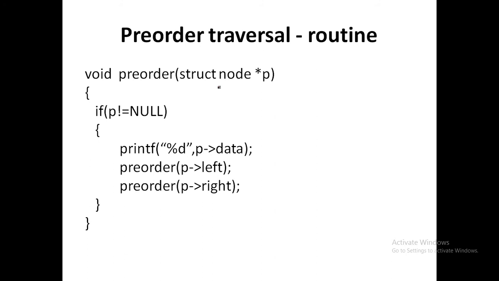The routine for pre-order traversal is a recursive routine, because each subtree is considered as a separate tree, and then we write the pre-order traversal for that. So in the recursive routine, if the tree is not null, first we have to visit the root, that is, we just print the root. After that we traverse the left. After that we traverse the right. The left and right are recursive calls of the function.